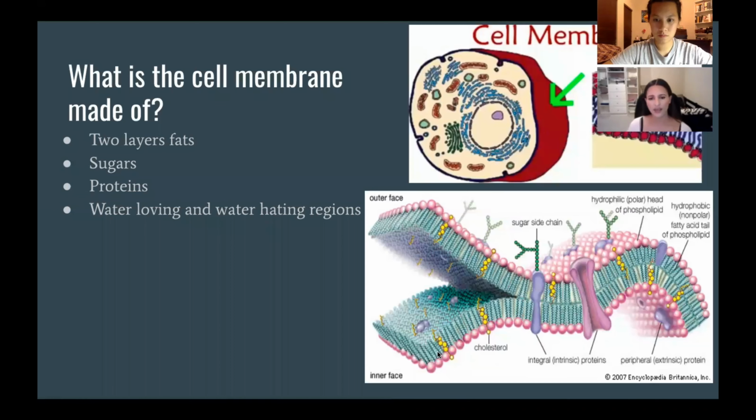And more importantly, we have all these little things in there that are proteins and sugar, and they're going to be really important for the function, as my partner Taylor is going to demonstrate in the next slide. Also, another important thing to note is that the plasma membrane is made up of water-loving and water-hating regions, and that's going to be really important for the function. So in biology, the function always fits the structure.